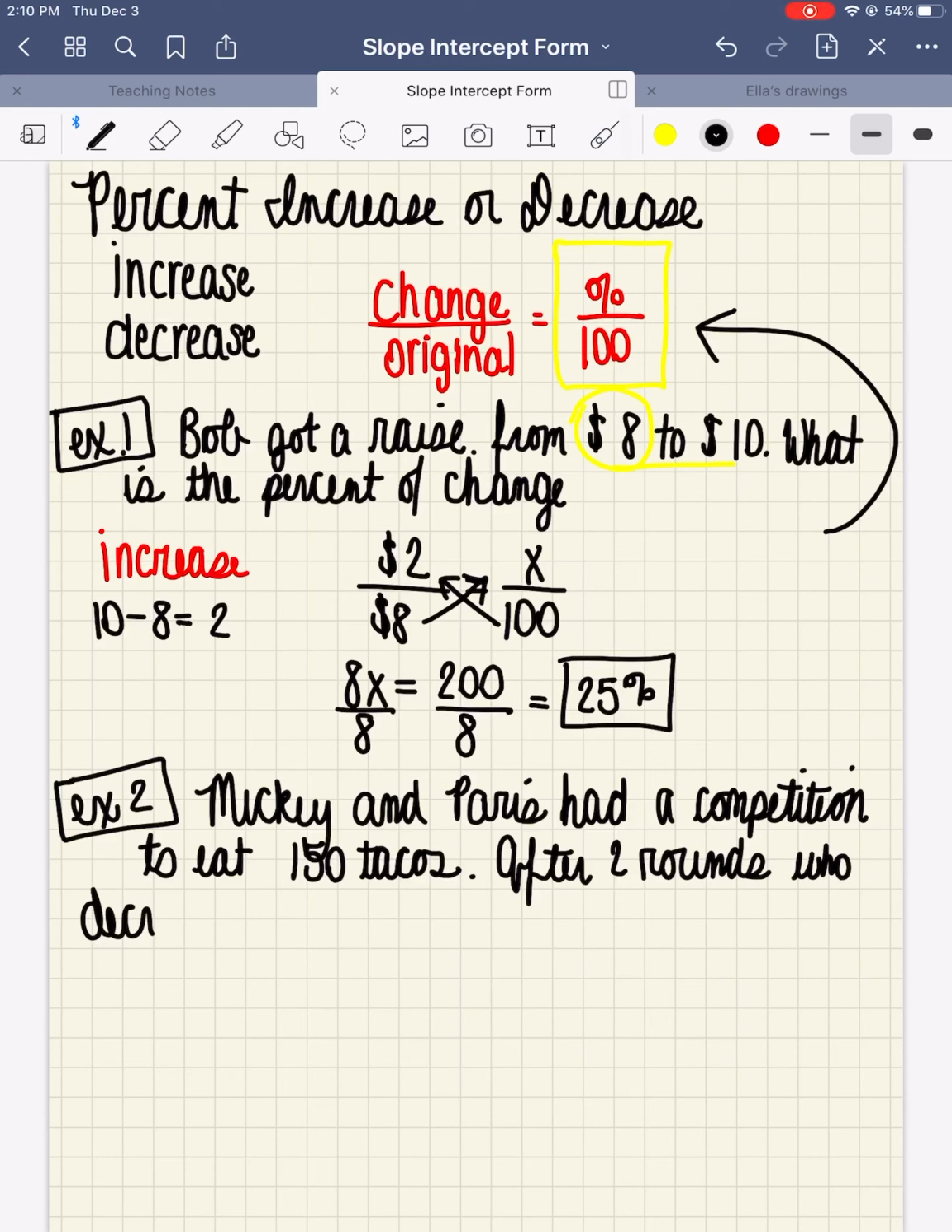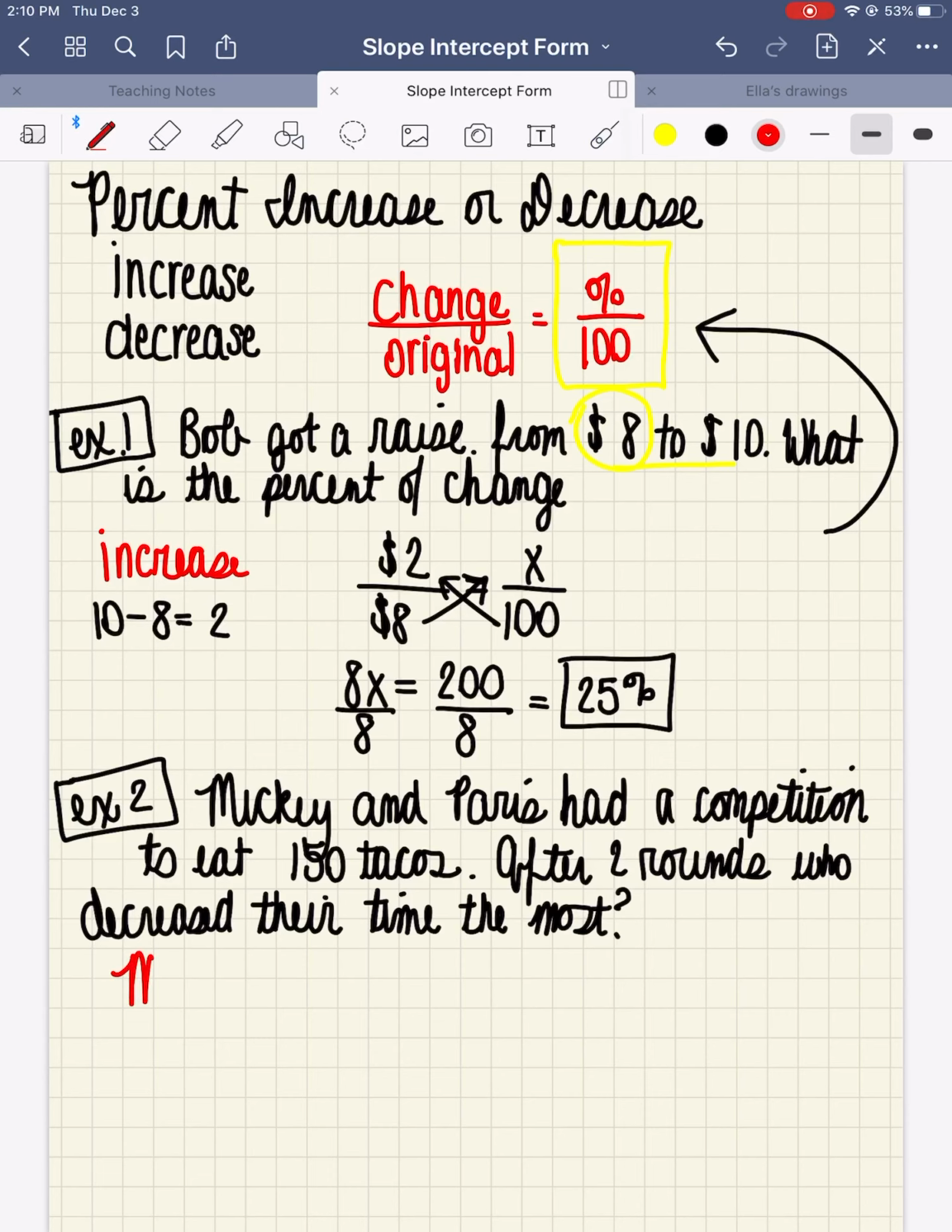So after 2 rounds of data here, we're going to look at who decreased their time the most. These were 2 crazy guys having this taco competition. So let's look at some data here.